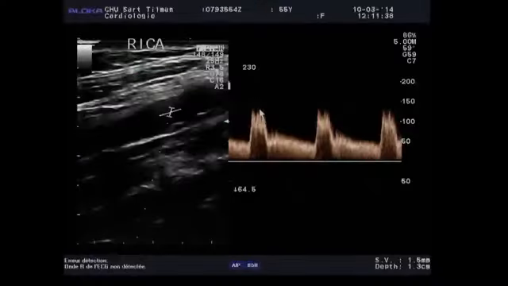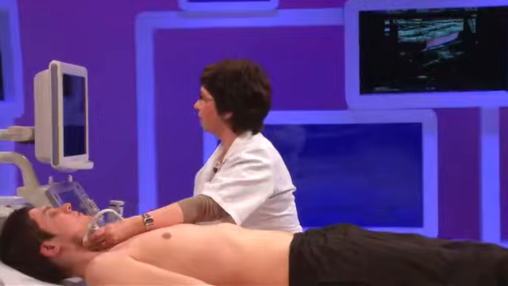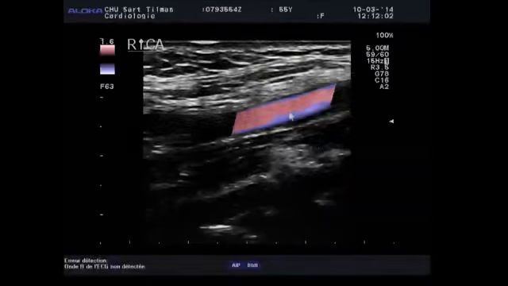Here's the flow in the internal carotid artery. You can see that the end diastolic velocity is higher than in the external carotid artery. With the E-flow, that's the internal carotid artery.